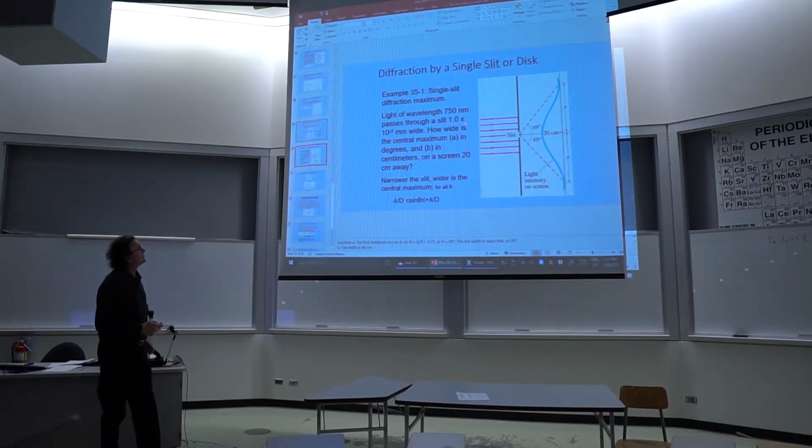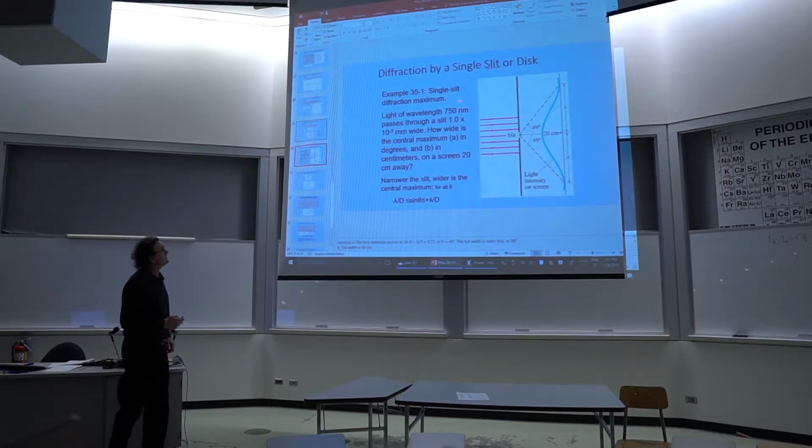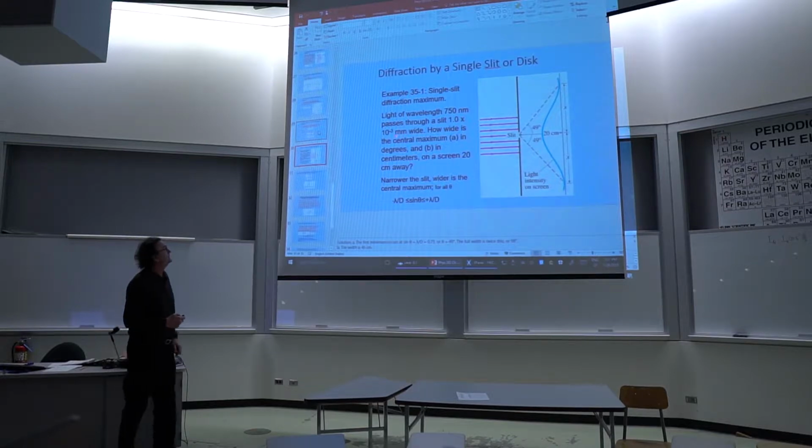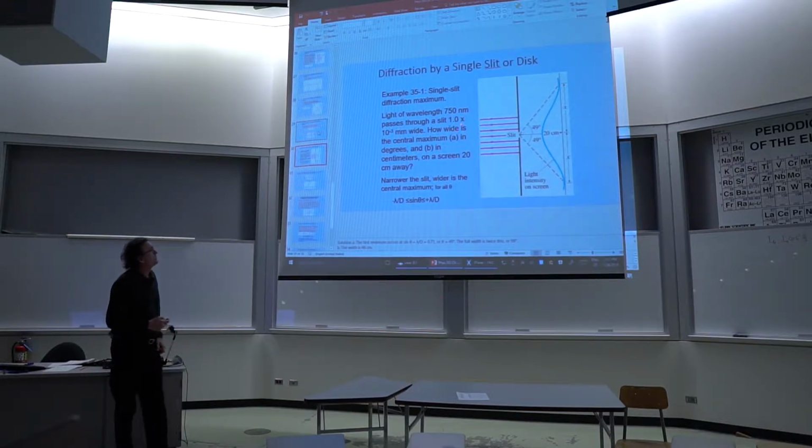Let's suppose, for example, that we have light of a certain wavelength, in this case 700 nanometers. It's impinging on a single slit. It passes through a slit that's only 1 micron wide. You know, 10 to the minus 3 millimeters is 1 micron. And we want to know how wide in angle is the central maximum.